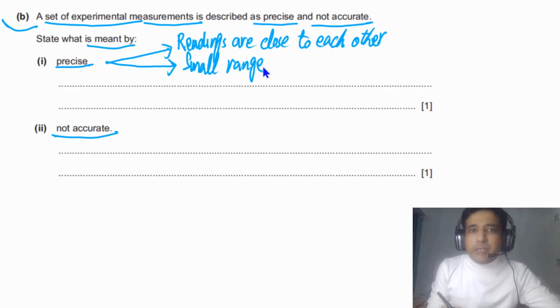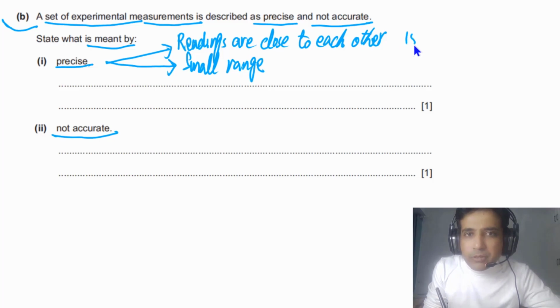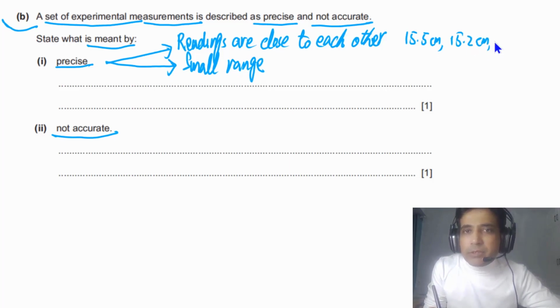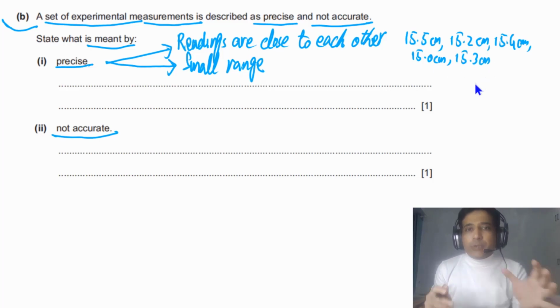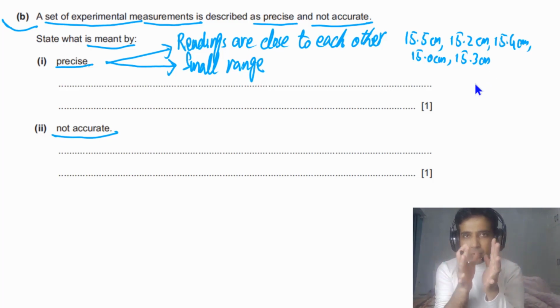We can also understand this with one simple example. Imagine that we have readings of 15.5 centimeters, 15.2 centimeters, 15.4 centimeters, 15.0 centimeters, and 15.3 centimeters. So in this case, these readings are very close to each other.